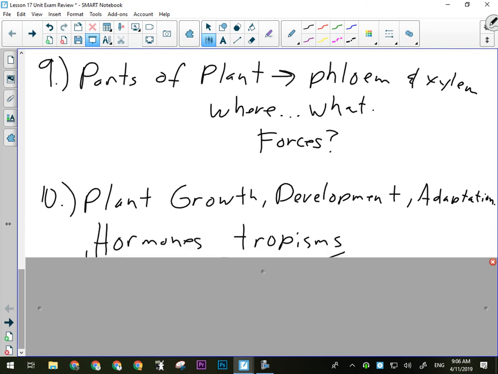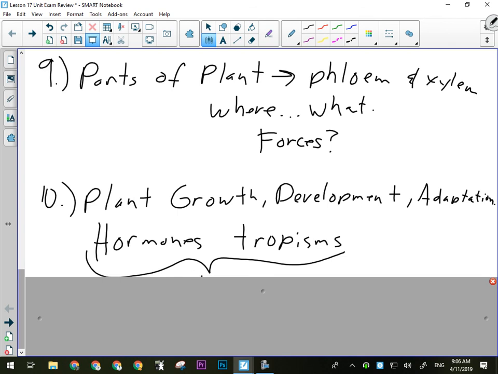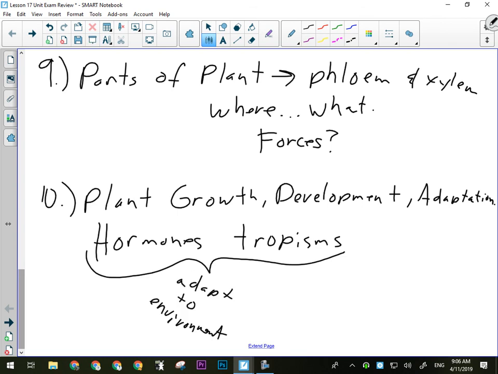All right, and again, being able to identify hormones, tropisms. That's adaptation to the environment. That's going to be a situational question where I give you a picture of a plant and you have to explain why it looks the way it does.